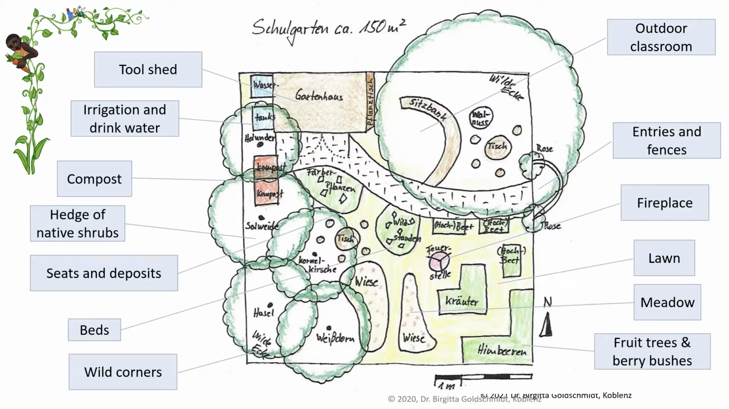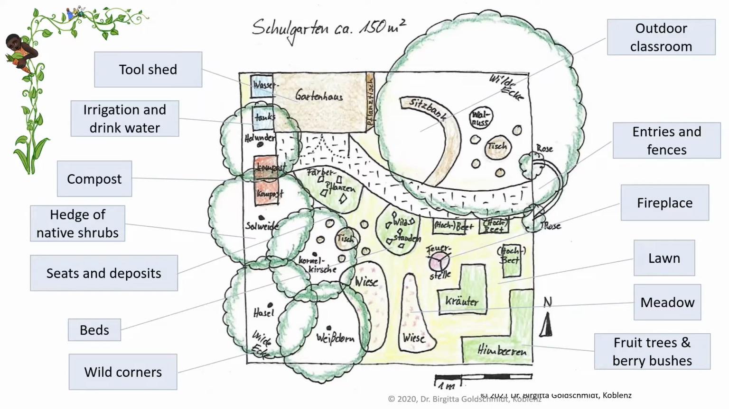But you see in this school garden that the beds are not really the elements which have the most space in the school garden. They are the smallest elements. The others take much more place.